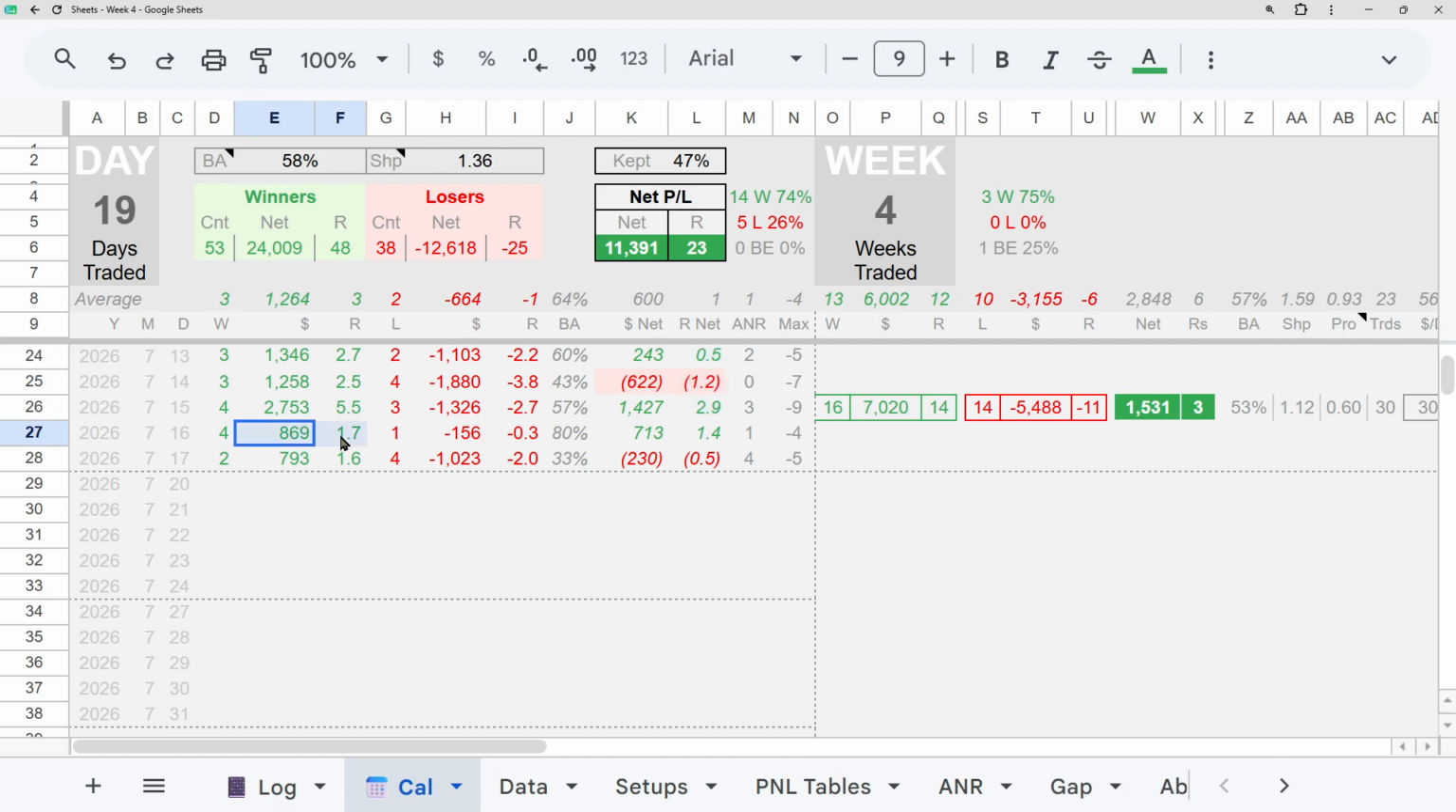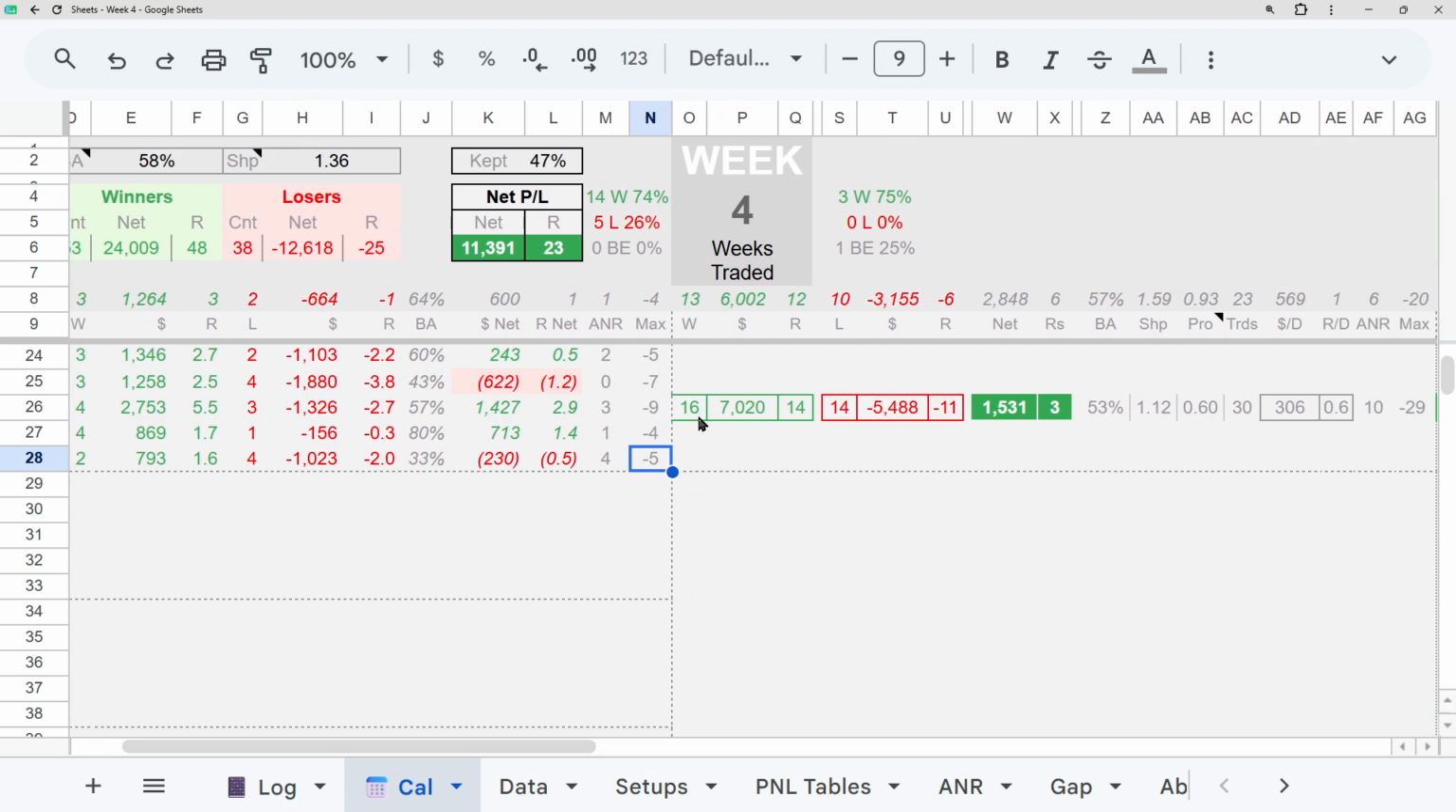Thursday, 4 winning trades, maybe that much. 1 losing trade, lost me that much. 80% batting average, and I ended the day up 1.4 Rs with only 1 addition and 4 Rs left on the table. Friday, 2 winning trades, maybe this much. 4 losing trades, lost me this much. 33% batting average, and I was down half an R on the day. This was with 4 additions and 5 Rs left on the table.